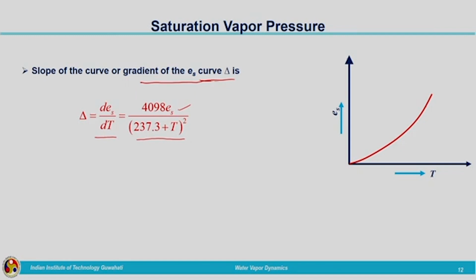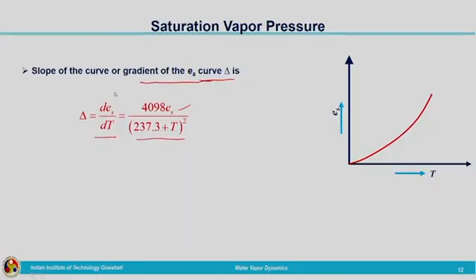This delta term as of now we will not be using, but this term is required when we talk about evaporation, when we derive the expression for evaporation. So, how this delta comes about, you need not worry. This is the expression for the gradient or slope of the saturation vapor pressure curve. Delta is in pascals per degree Celsius.